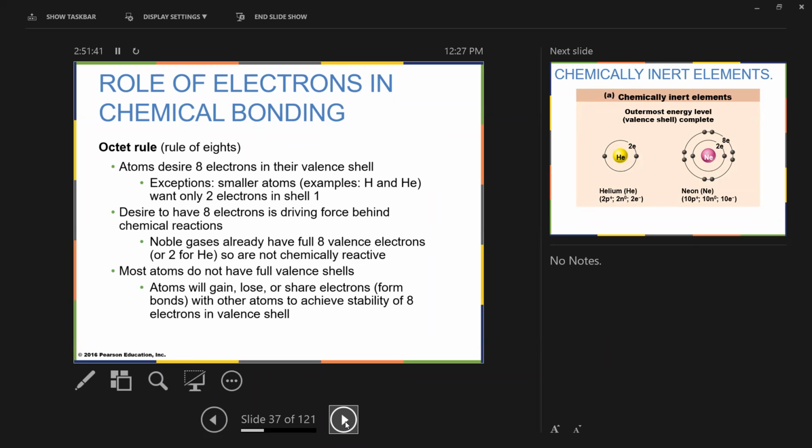So they will do everything they can to get electrons in that outer shell. And the way they do that is they will combine with other atoms to share their electrons or to steal their electrons to achieve stability. So I'll leave you with that thought. We'll start picking up with that next week.